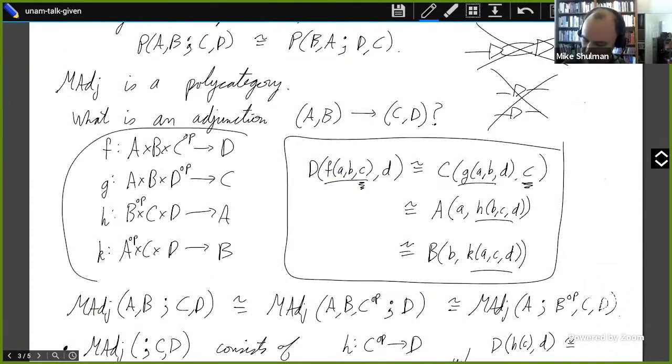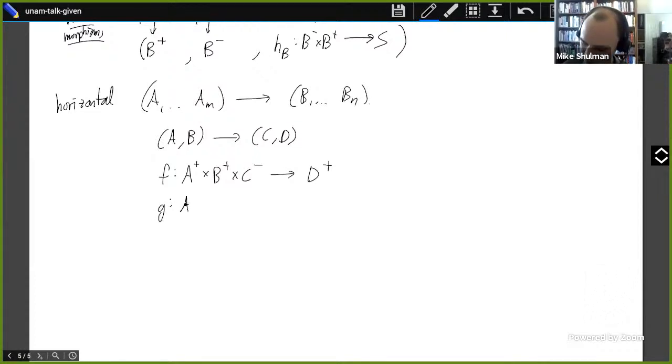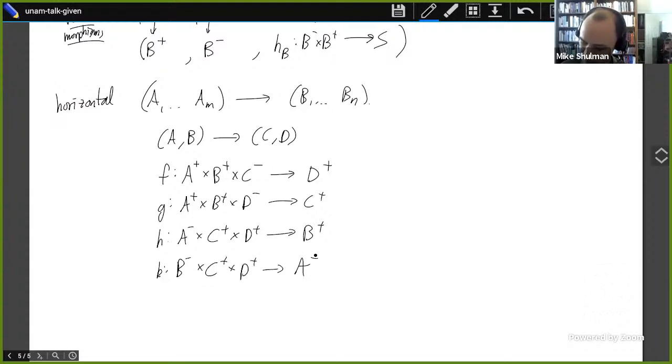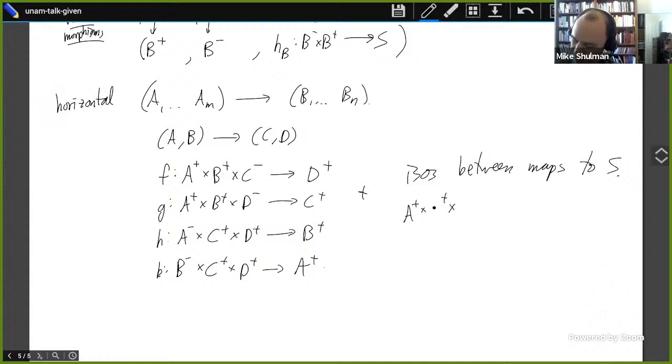If you look back at what I was doing here, I'm just going to turn all the categories that aren't op into pluses and the ones that are op into minuses. And then I've got a G that goes from A plus and B plus and D minus to C plus, and similarly things like that. So A minus and C plus and D plus goes to B plus, and B minus and C plus and D plus goes to A plus. And then I've got some isomorphisms between maps to S. So something like, if I've got A plus times B plus times, let me see if I get this right, C plus times D plus, then maybe this should be C minus.